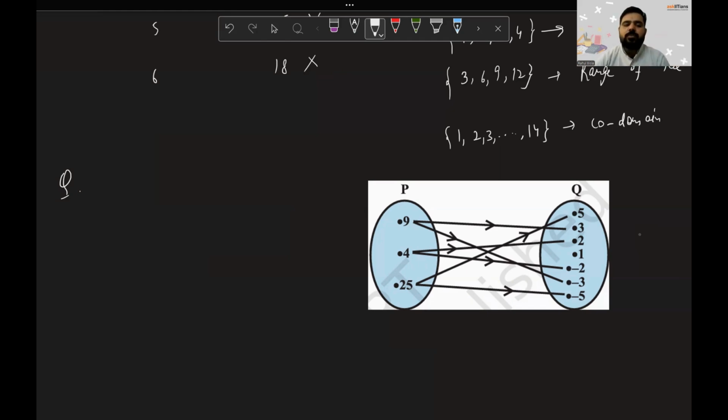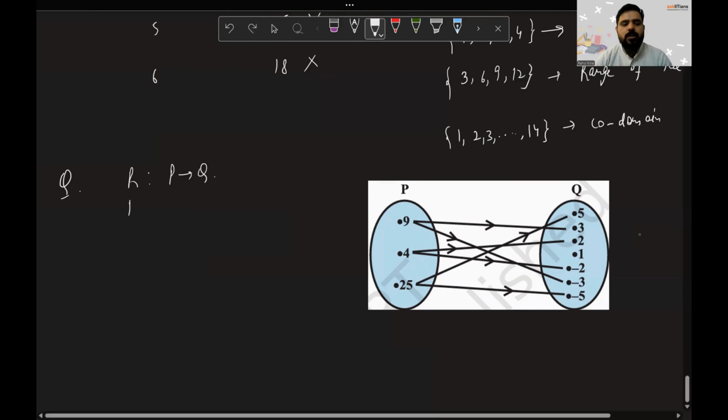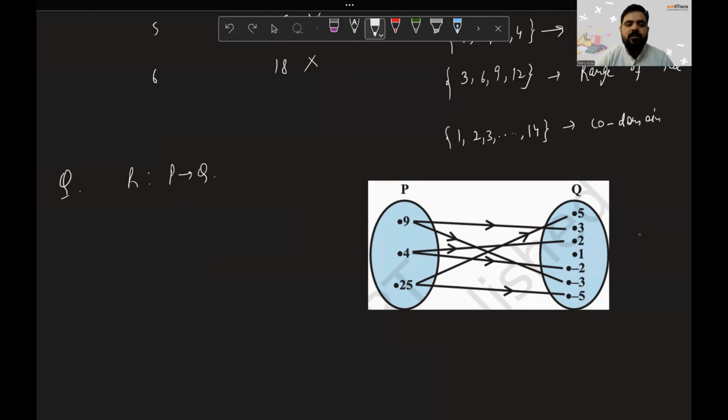So definitely this is going to be a relation R. Relation R is defined from set P to set Q. What exactly we have to do in this case is write this R in both the forms. What forms? We know what forms we have. We'll be writing this in the set builder form.